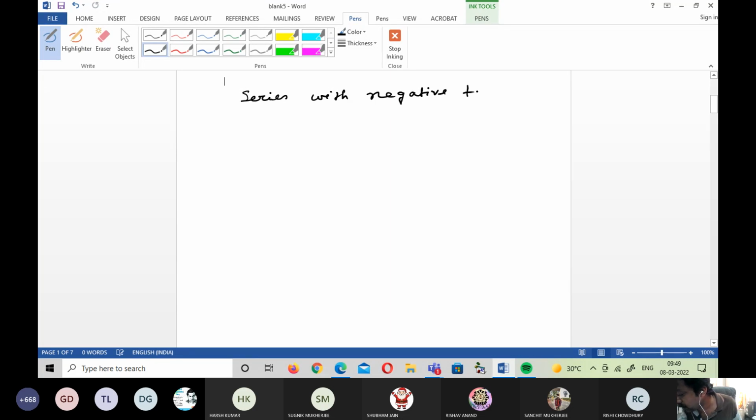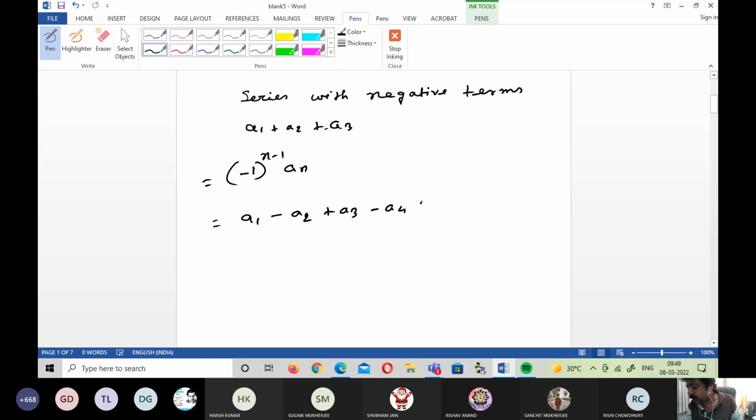You just see one thing. Suppose a series is a1 plus a2 plus a3 in this way. A series with negative terms. Suppose you are writing (-1) to the power (n minus 1) times an. What will be the situation? (-1) to the power (1 minus 1) is 1. So a1 minus a2 plus a3 minus a4 plus a5, in this way it will go.